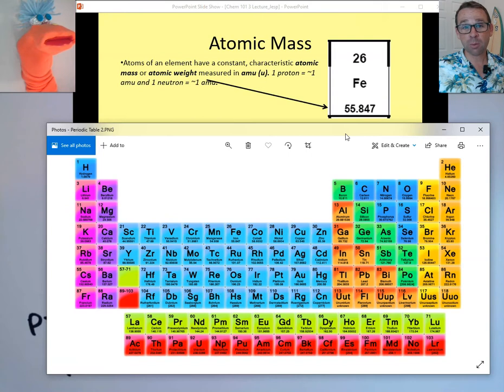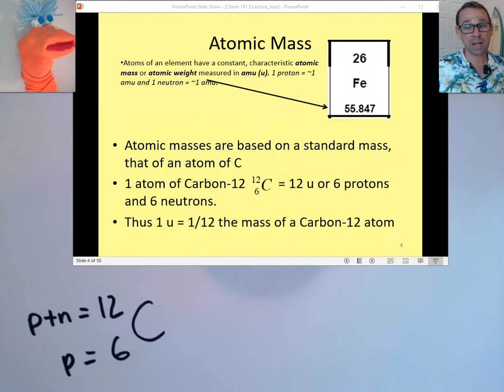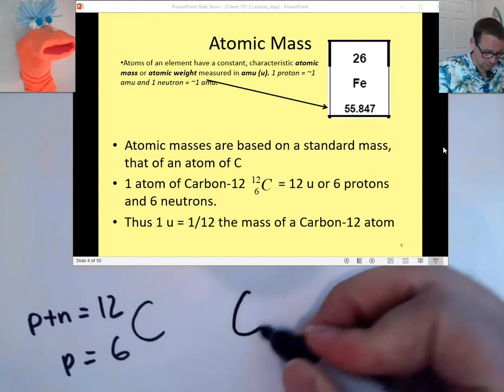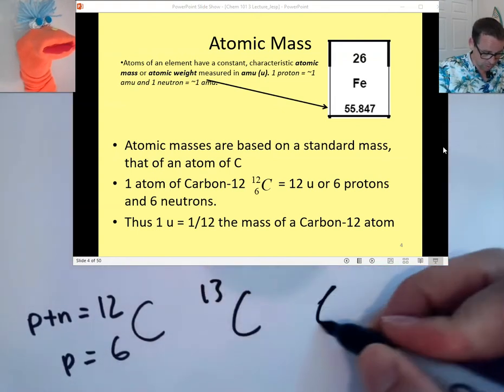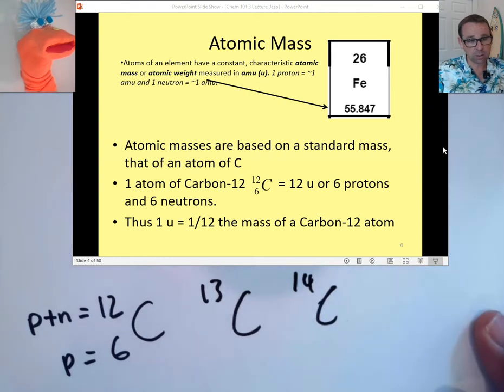So different atoms of carbon have different masses because they have different numbers of neutrons. They don't have a different number of protons. If they're carbon, they have the same number of protons, but they can have different numbers of neutrons, which will give them a different mass. So we have carbon 12, yep, but there also exist carbon 13 and carbon 14, all right?